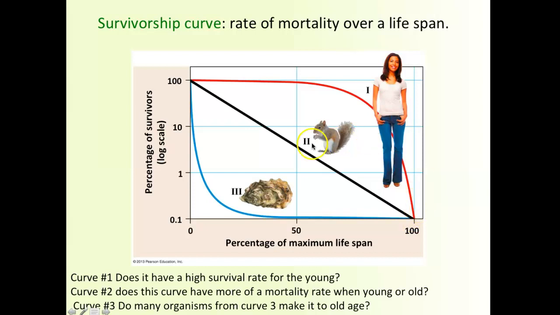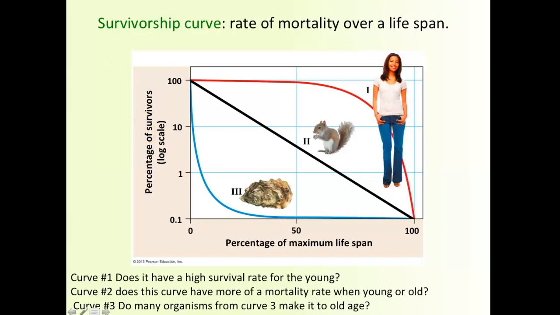So let's look at number 2. Survivorship curve number 2, such as a squirrel, follows their chance of dying, the rate of mortality is the same over their entire life. It doesn't matter what age they are, newborn, middle-aged, old, they have the same chance of dying their entire life. So that just means that their chances of death or their mortality rate is not influenced by their age.